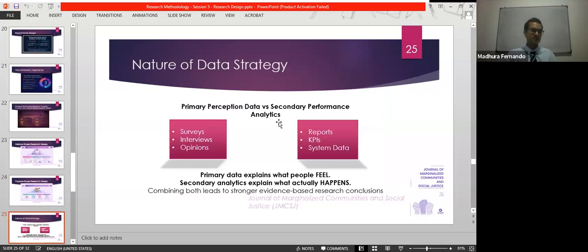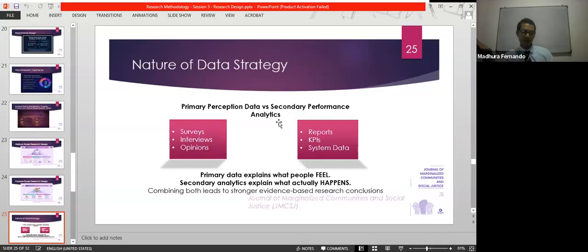This slide is about nature of data strategy. Now there are primary perceptions versus secondary performance analytics. What are primary perceptions? The people-oriented things, mind-oriented things. People perceive, they have different perceptions. So they live in their own reality. So for you to find that reality, you have to conduct surveys, you have to conduct interviews, and you can find the opinions. That is the primary perception data.